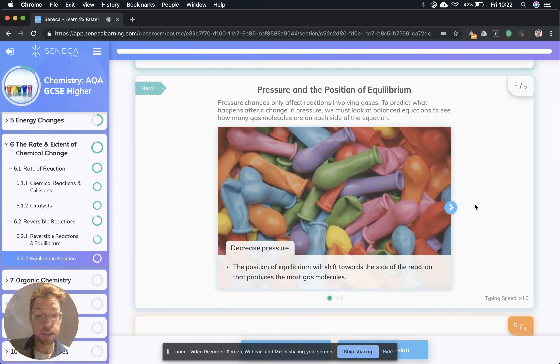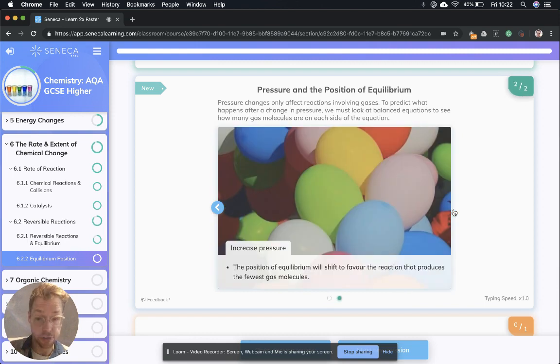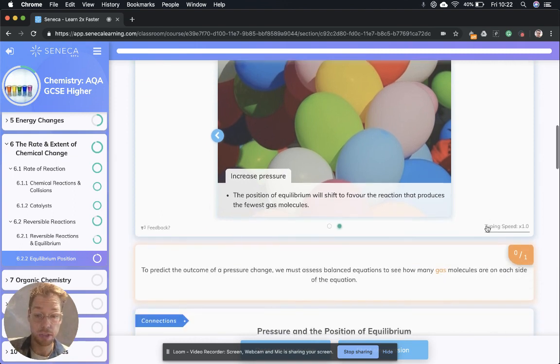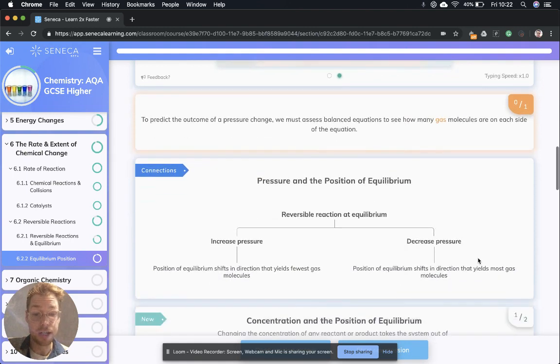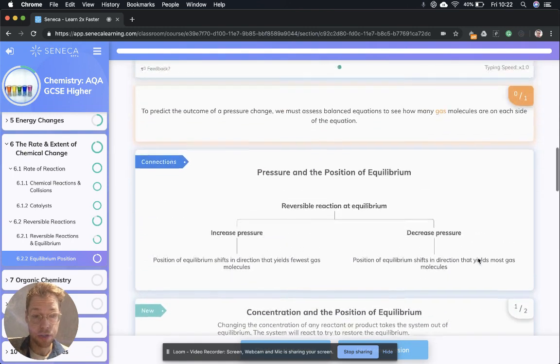So if we decrease the pressure, the equilibrium shifts to the side that produces more gas molecules, because then when we have more gas, the pressure will increase. So similarly, if we increase the pressure, the equilibrium is going to shift in favor of the reaction that produces fewer gas molecules, okay? So to predict the outcome of a pressure change, we have to look at a balanced equation and see how many molecules of gas there are on each side, okay?